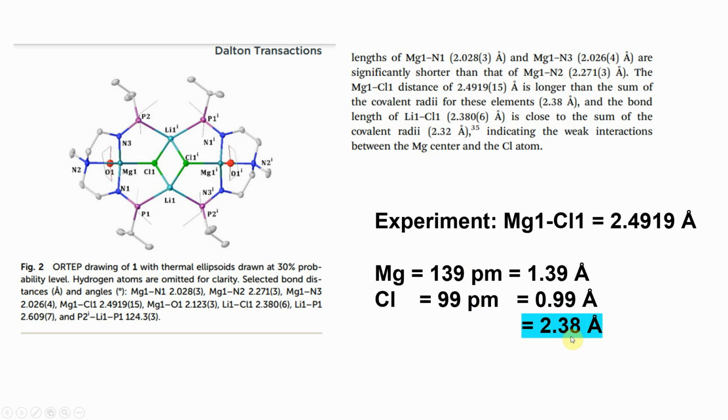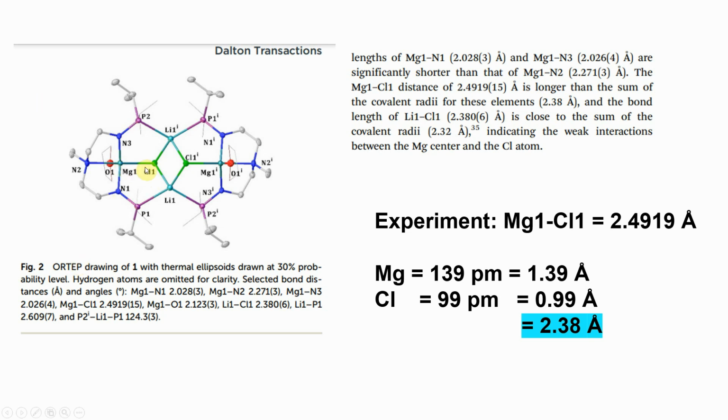Now we can compare the experimental value with this one. This value is 2.38 and the experimental value is 2.49. This indicates that the experimental value is somewhat larger than the covalent sum. This indicates that the Mg-Cl bond is a significantly weak interaction. There is no covalent interaction between the Mg1 and Cl1.